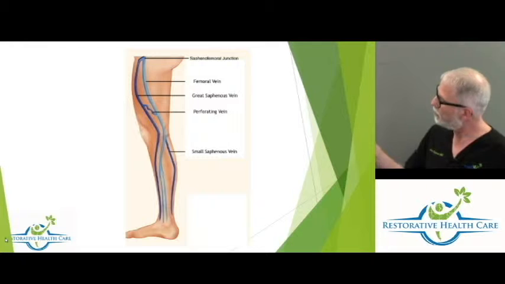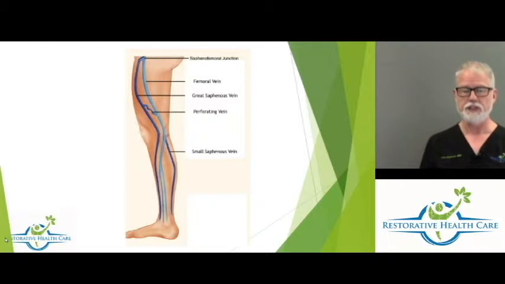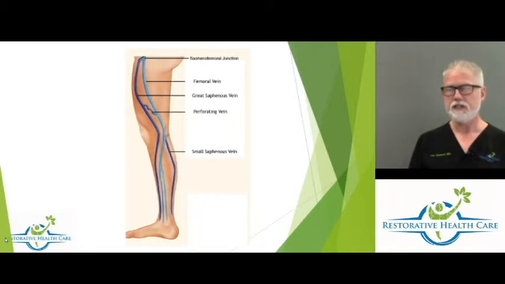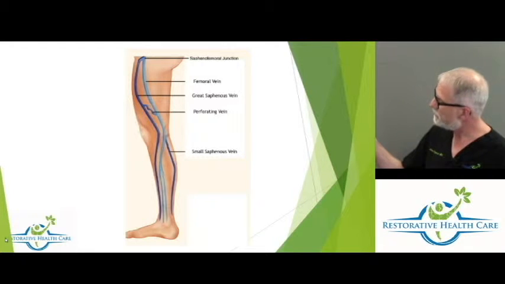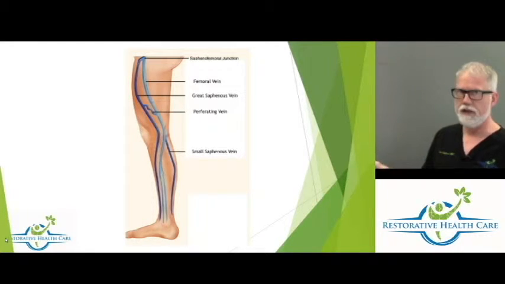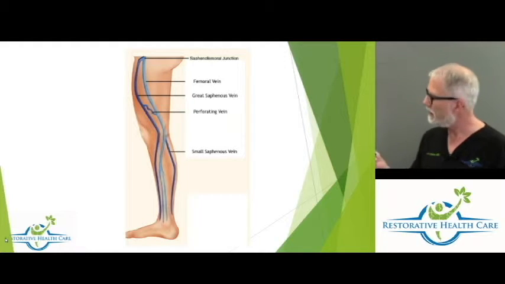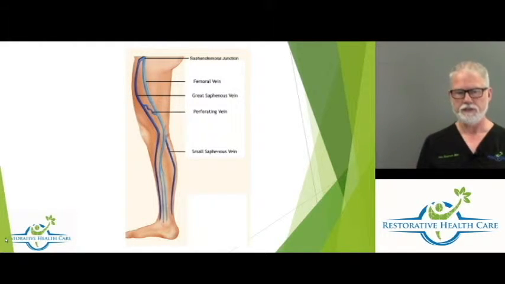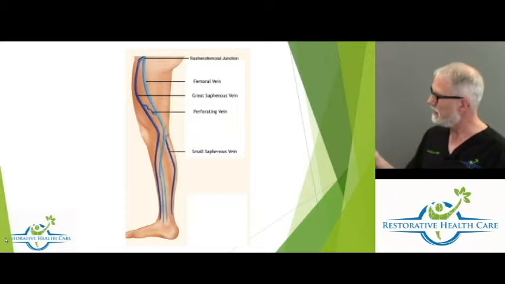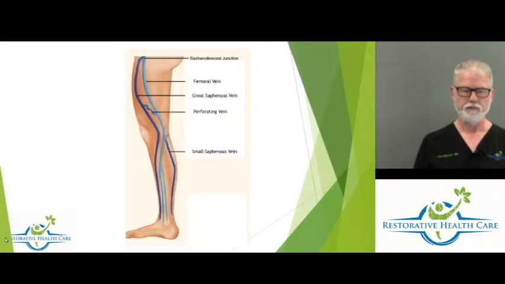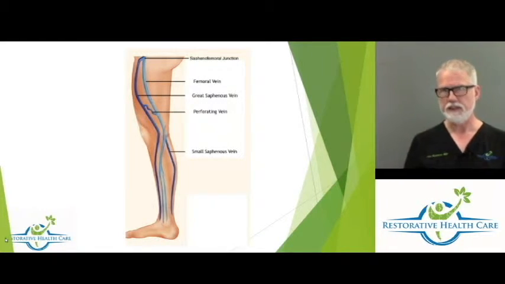Shown here in dark blue are what we call the superficial or the skin veins. And the two main skin veins are the great saphenous vein that runs here from the groin all the way down the inside of your leg to the ankle. And then its little brother behind the knee is the small saphenous vein that comes out behind the knee and then goes down the back of your calf. So those are the two main skin veins.